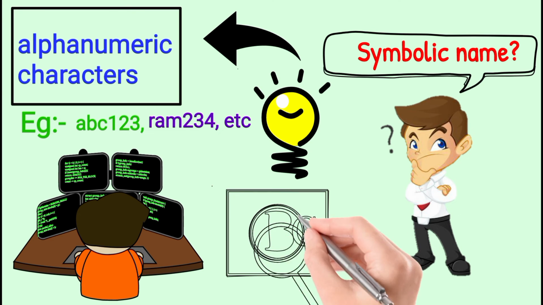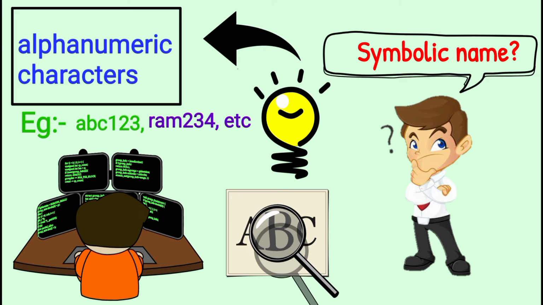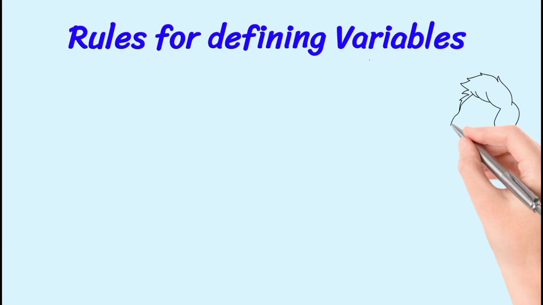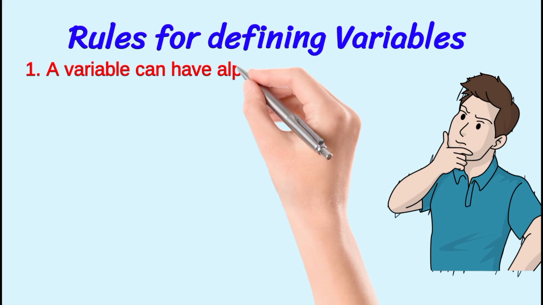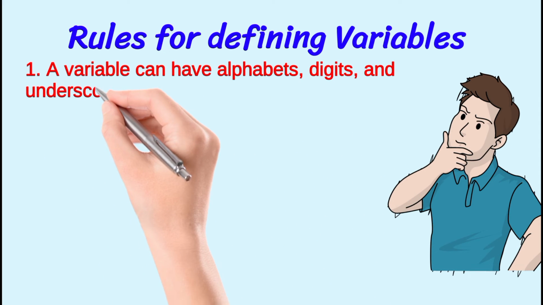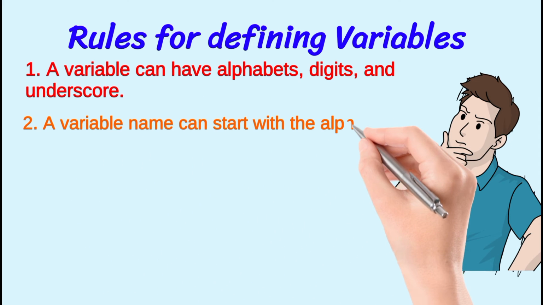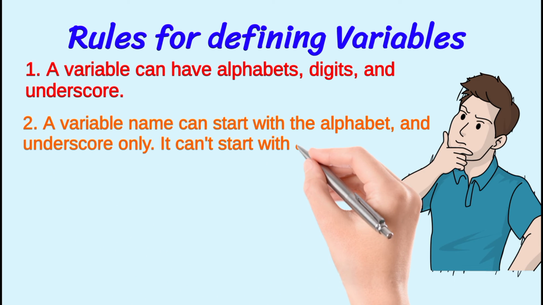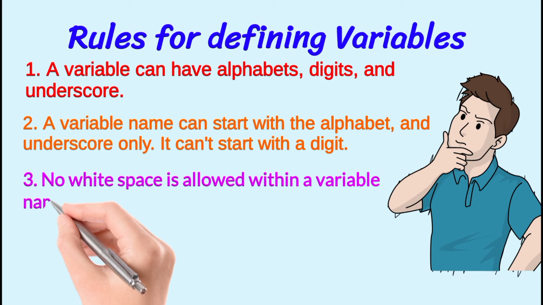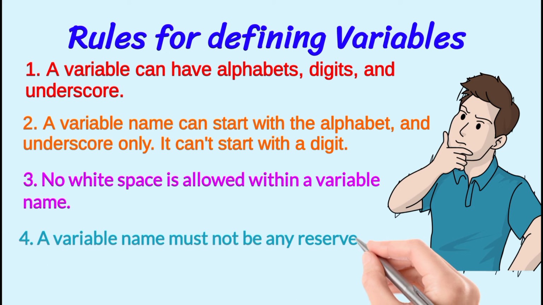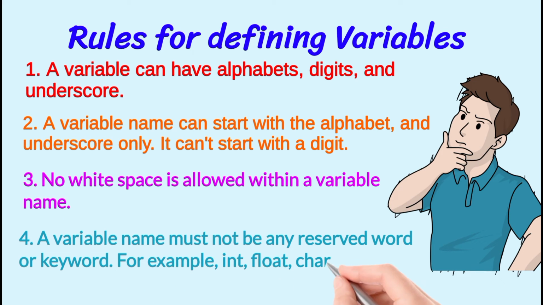There are certain rules for writing a variable name which we are going to discuss. Rule number 1. A variable can have alphabets, digits, and underscore. Rule number 2. A variable name can start with the alphabet and underscore only. It can't start with a digit. Rule number 3. No white space is allowed within the variable name. Rule number 4. A variable name must not be any reserved word or keyword. Example, int, float, char, etc.